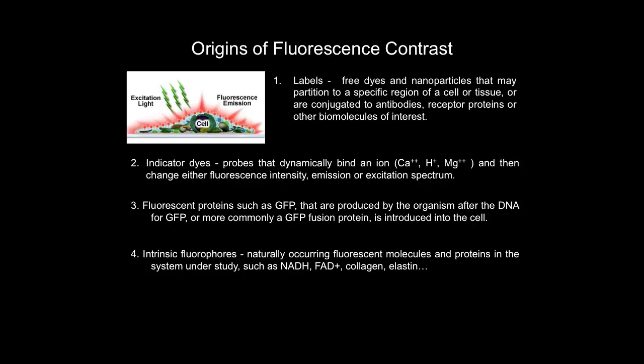We also have intrinsic fluorophores that are naturally occurring fluorescent molecules and proteins in the system. And the examples of that are NADH, FAD+. These are two coenzymes in the mitochondria of the cells with a very important role in the cellular metabolism. And also we have naturally occurring fluorescence from collagen and elastin, and these are proteins in the connective tissues.